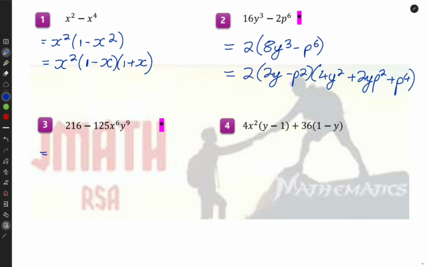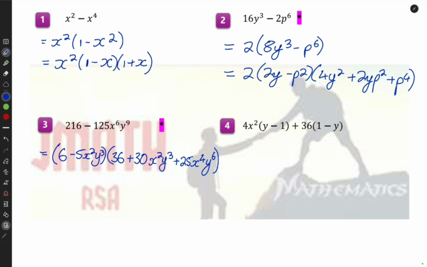Okay, question 3. Also difference of cubes. I can't take out a common factor, so I can just start with the brackets immediately. This would be 6 minus 5x squared y cubed, and then the big bracket. So square the first one, multiply them, but change the sign, x squared y cubed, and then square the last one, plus 25x to the 4 y to the 6.